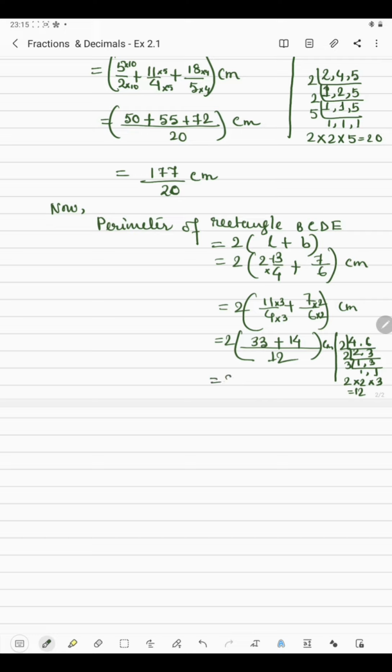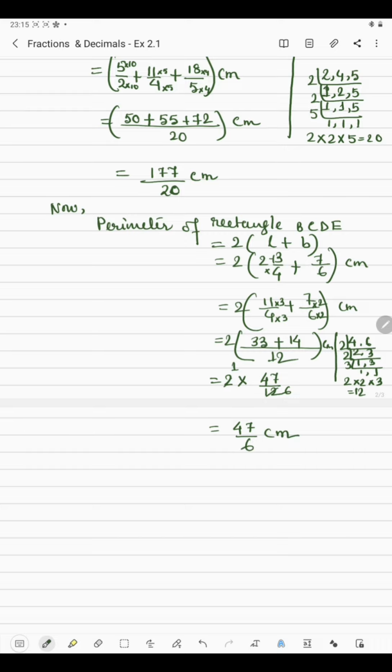Now if you add this, here 2 after 2 no sign is given, and after that bracket is given. So we will have to consider as multiply sign. Now if you add these two, 4 plus 3 is 7 and 3 plus 1 is 4. So 47 by 12. Okay, now as you know that in case of multiplication we can cut up and down or we can cut diagonally. So see, these 2 and 12 comes under 2's table. So 2 1s are 2, 2 6s are 12. So we have got 47 by 6 centimeter.